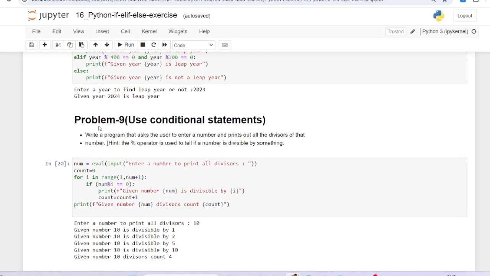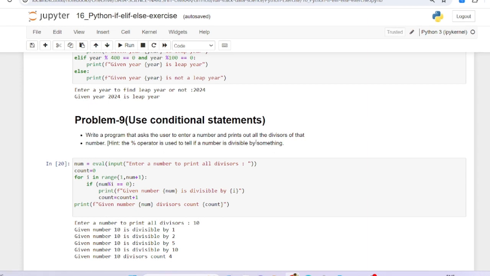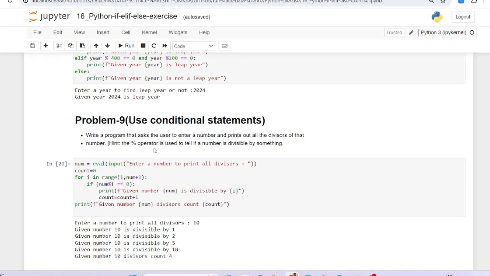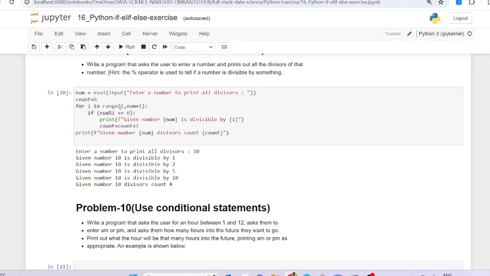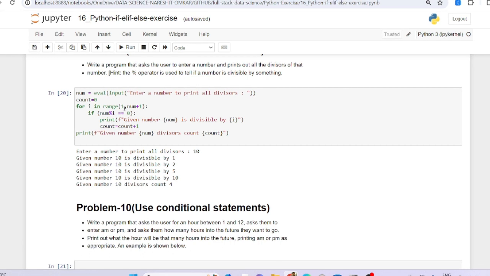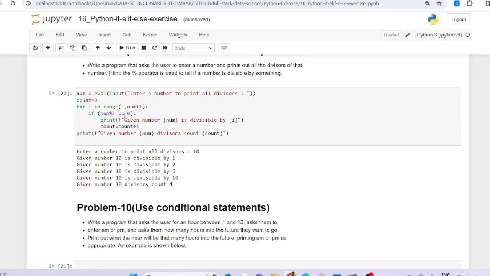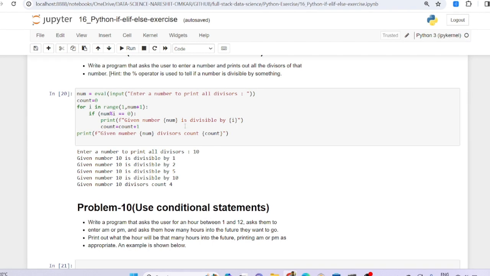So problem number 9, write a program, ask the user to enter a number, and print all its divisors. So you are using this symbol. First I am taking the number to find all the divisors. I am entering 10, and here in the for loop I am taking the range 1 to num plus 1. It is starting from 1, so I am changing it, because by default it starts from 0. If the remainder is 0, then it is properly divisible, and then I am making a count.